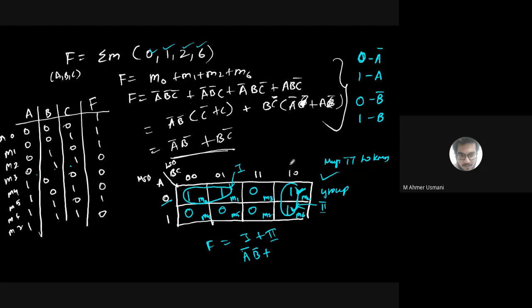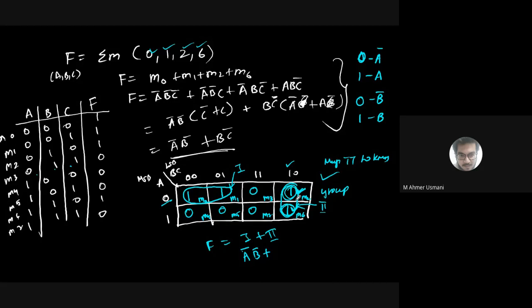What is the value of b? What is the value of b for this particular cell? It is 1. Okay, and for this one, what is the value of b over here? It is also 1. So b is not changing. B is remaining the same for this group. For this group, the value of b is 1 only.